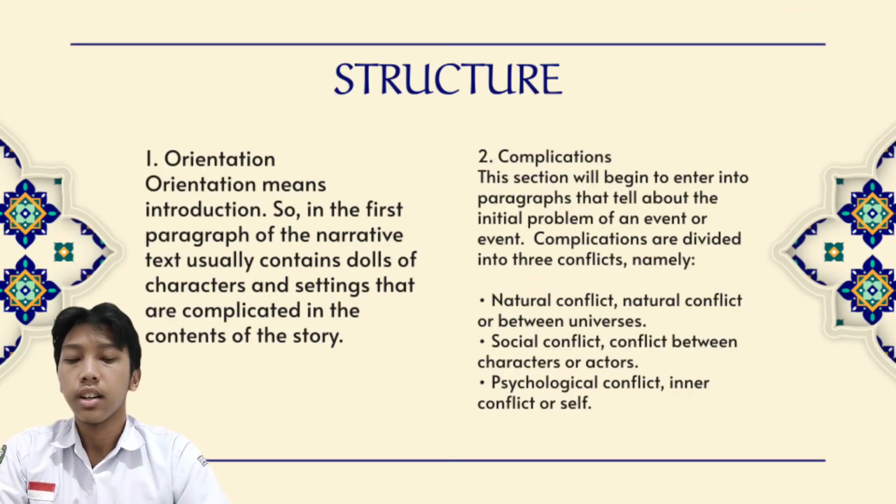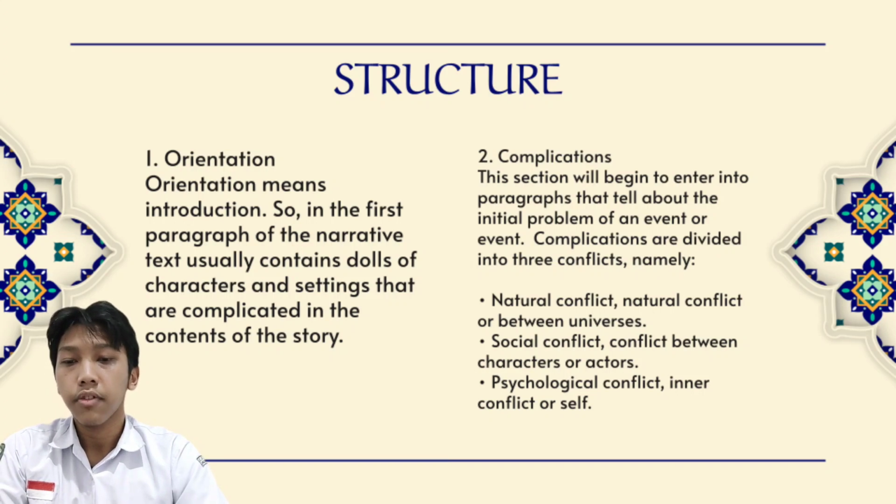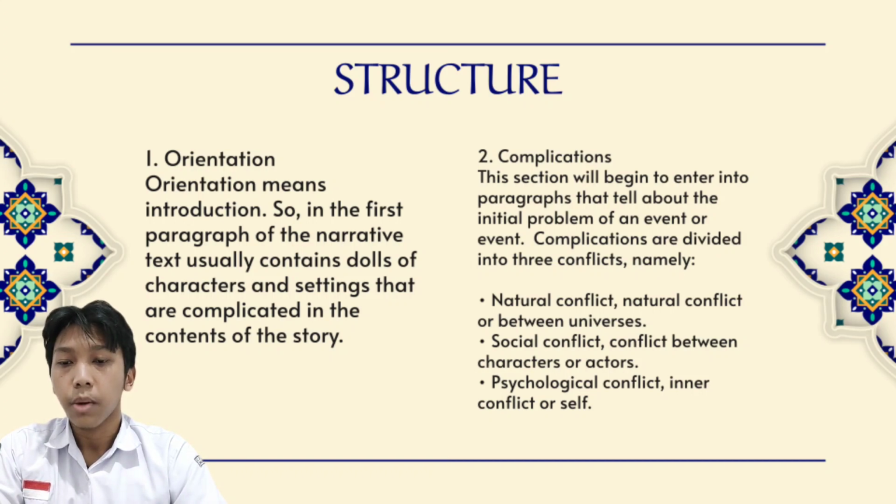Okay, now we're gonna learn about the structure of the text. The structure consists of 4 parts. The first one is orientation. Orientation means introduction. So in the first paragraph of the narrative text, usually it contains the characters and settings that are involved in the contents of the story. In this case, the setting can be the scene as well as the time of the story.